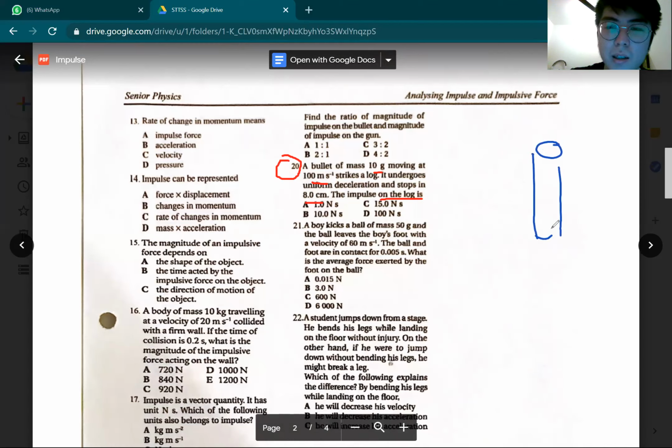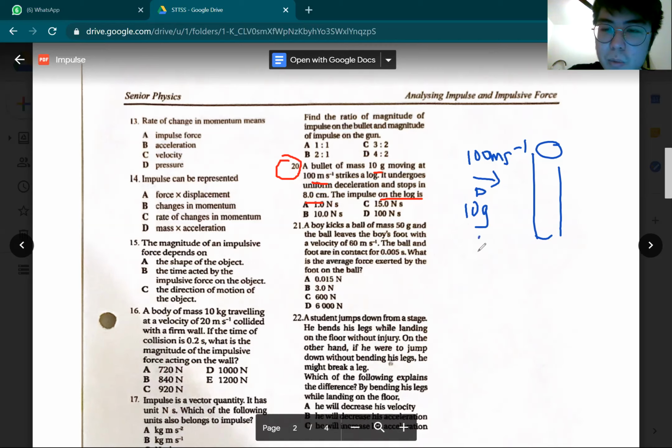Okay, let's draw simple kids diagram. This is the log lah. All right. Now the bullet moving 100 meter per second. The mass is 10 gram. So it carries a momentum, right? The bullet carrying a momentum. Now it strikes the log and then finally it stops. So finally its momentum, when I say it finally stopped, meaning that the momentum will eventually reduce down to 0.